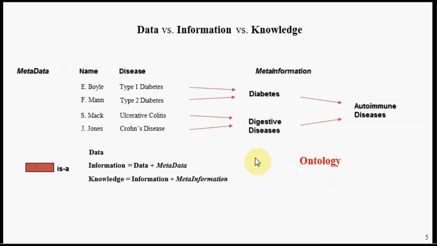And what this allows you to do is the following. If you view this as a relational table here, you can certainly ask questions about who has type 1 diabetes in your database. What an ontology overlay allows you to do is ask higher level questions. Tell me all the people in my system that have diabetes in general or have autoimmune diseases in general.